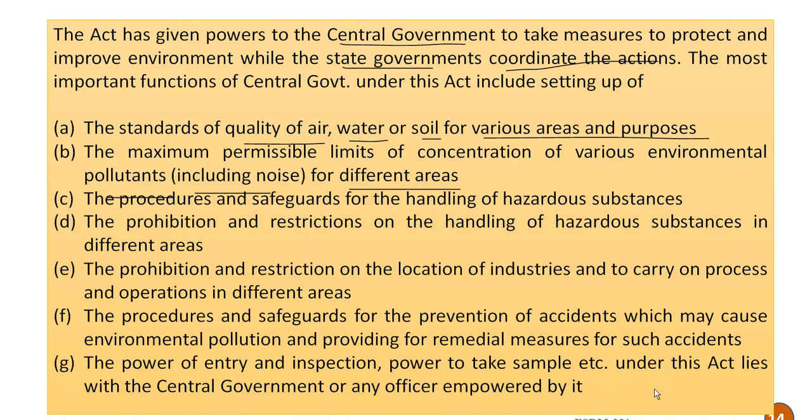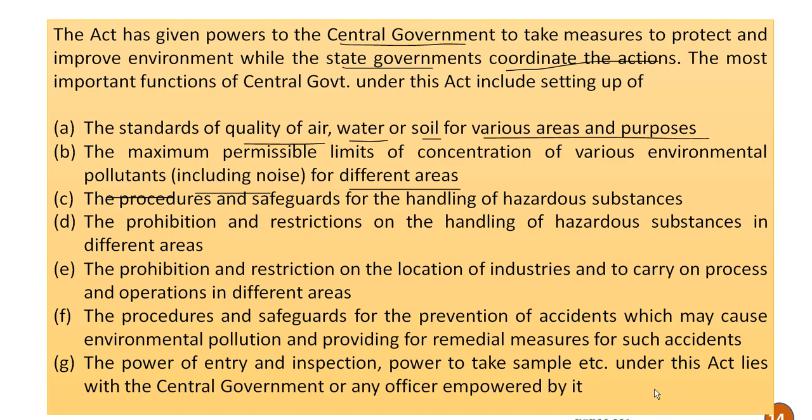So the act gives the important provision for the central government to make the activities, or the central government through this act includes the setting of different standards, each different standard for the different water, air and soil properties and various areas and various purposes. Then different limits of the different pollutants in different areas. So these are some of the details of the important functions of the central government through this act.